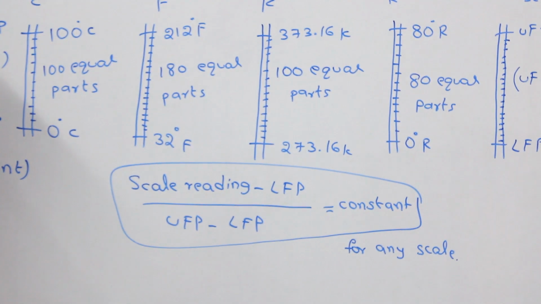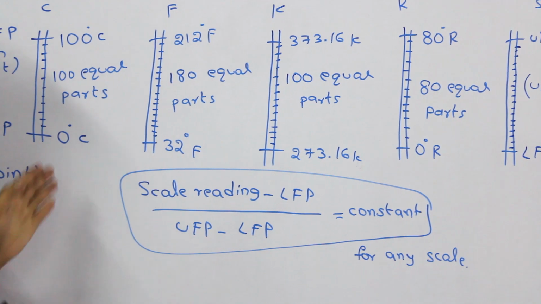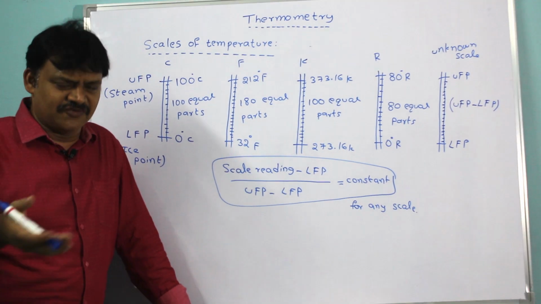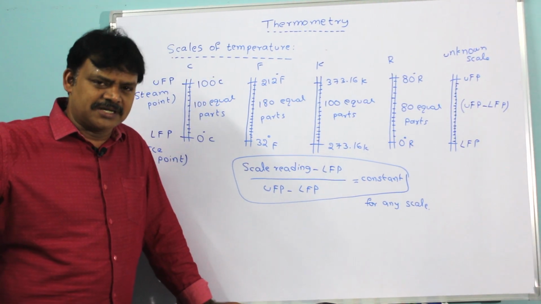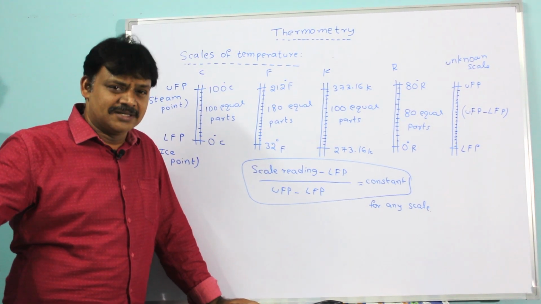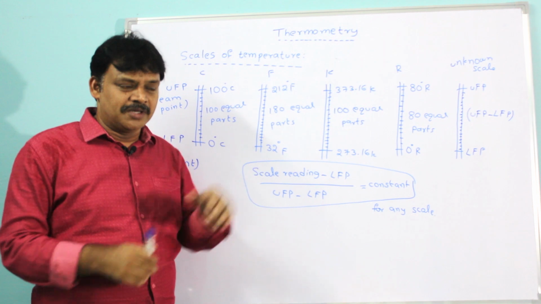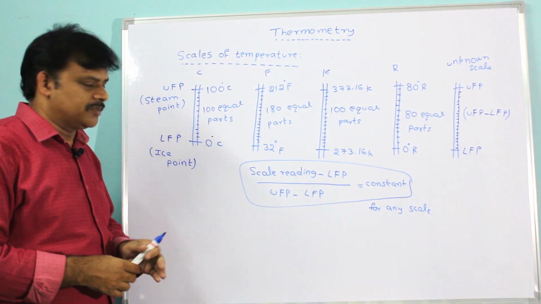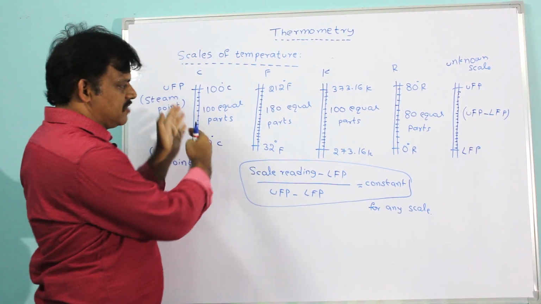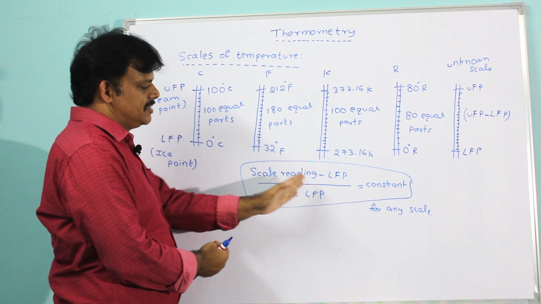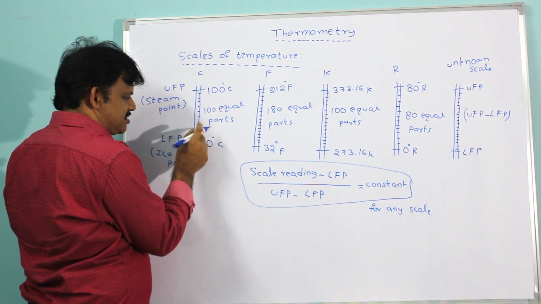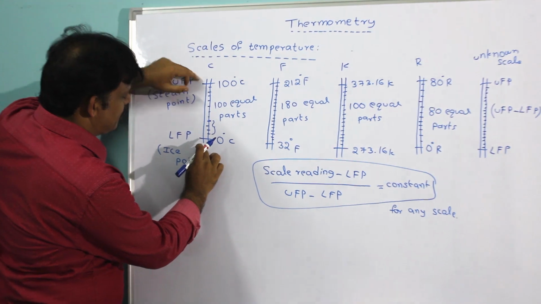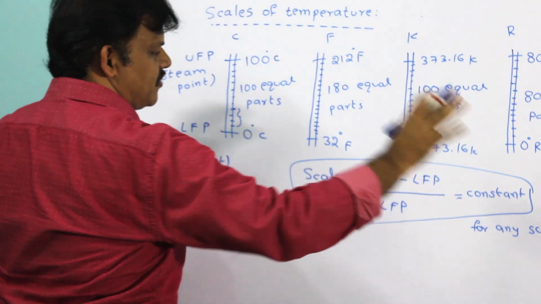Actually the temperature of a body is a unique property. It may be mentioned in different scales. Just for an example, the height of a person is 6 feet. We can convert it in terms of centimeters, we can convert the height in terms of meters. The height of the person does not change, but the units change. Similarly, the temperature of a body does not change, but the units may change. That's why scale reading minus lower fixed point by the gap remains constant for any scale. Let the scale reading be at some point here. The difference between the scale reading and the lower fixed point, by upper fixed point minus lower fixed point, is constant for any scale.